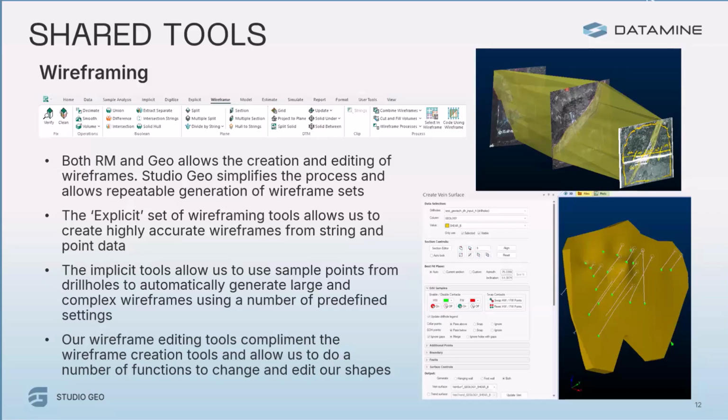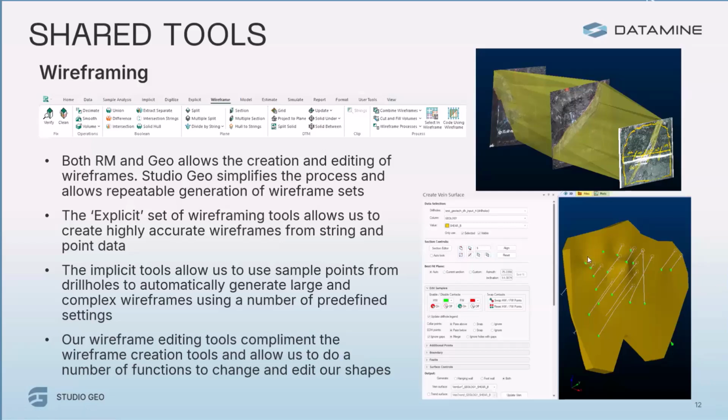The main thing here is Studio Geo will allow us to update our wireframes as we go. The more drilling we get, the more it will build out our models. In Studio RM, we can do that, but it's more of a manual process. So Studio RM is probably better if you only want to generate one or two wireframes at a time, whereas Studio Geo allows us to repeatedly update and build our wireframes.